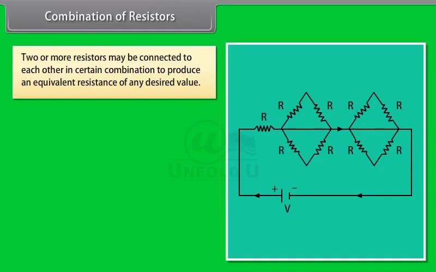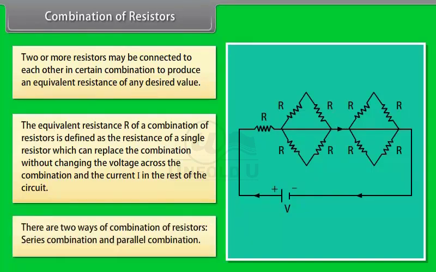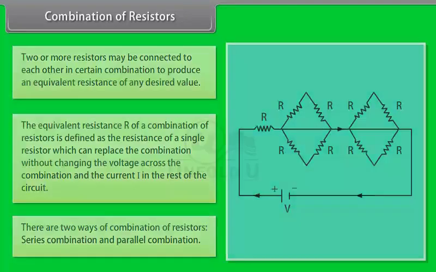Combination of resistors. Two or more resistors may be connected to each other in certain combinations to produce an equivalent resistance of any desired value. The equivalent resistance R of a combination of resistors is defined as the resistance of a single resistor which can replace the combination without changing the voltage across the combination and the current I in the rest of the circuit. There are two ways of combination of resistors: series combination and parallel combination.